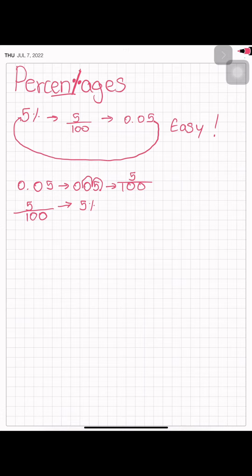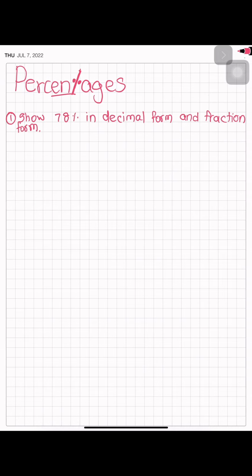Okay, then below 5 we put 100 to make 5 over 100. Now, how to make 5 over 100 into 5%? If we just forget about the 100 and look at the 5, and we just put 5 and put the percentage mark, you get 5%. It's easy, right? Question. Show 78% in decimal form and fraction form.